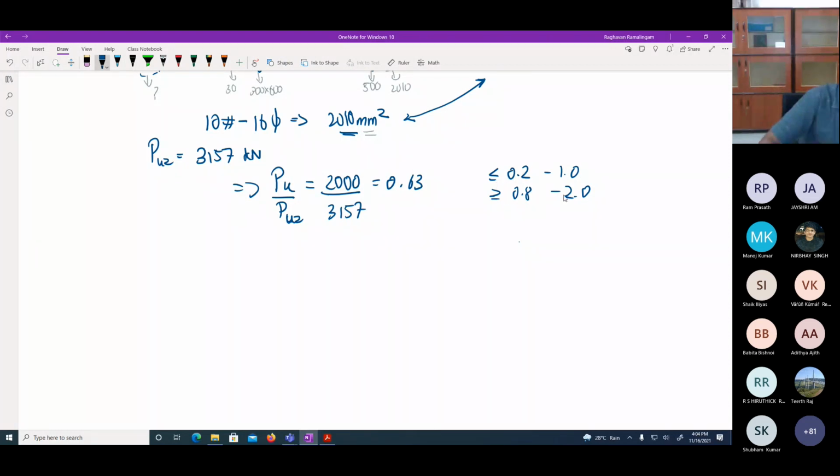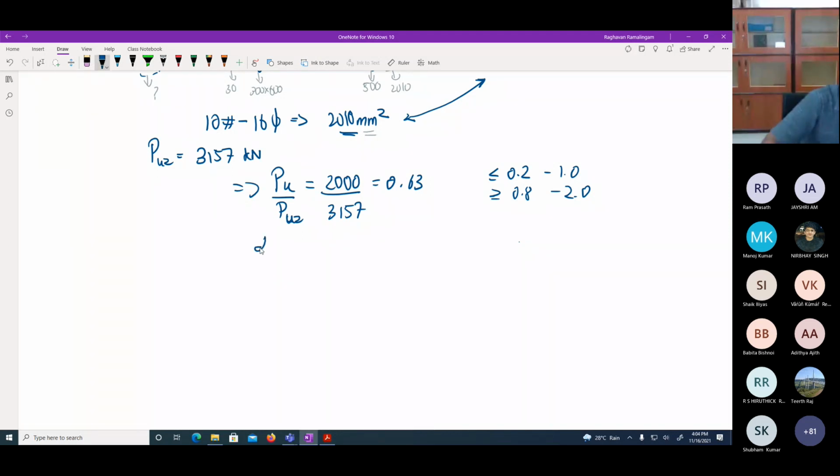y2 minus y1, this comes to 0.63. Okay, 0.43. You will get about 1.8, I guess. Just check.